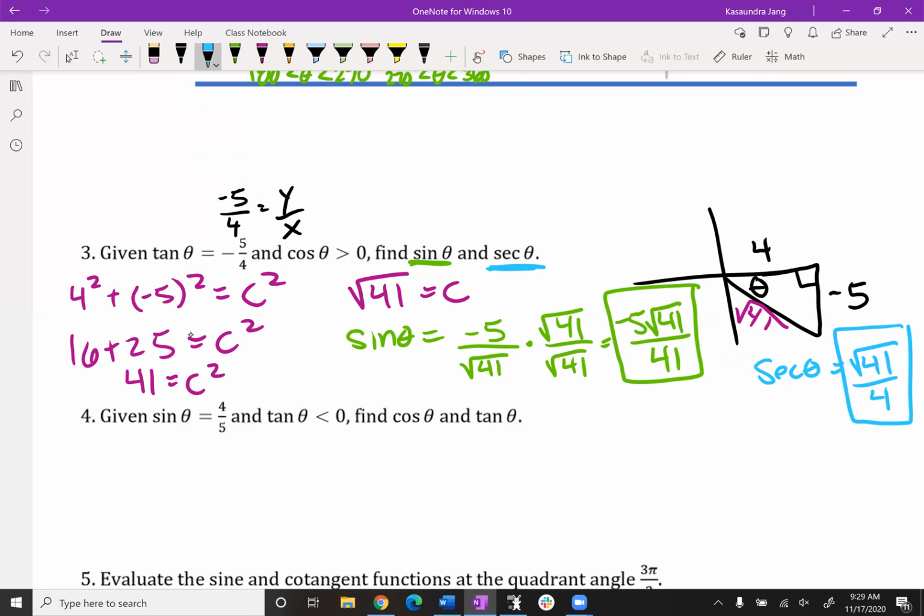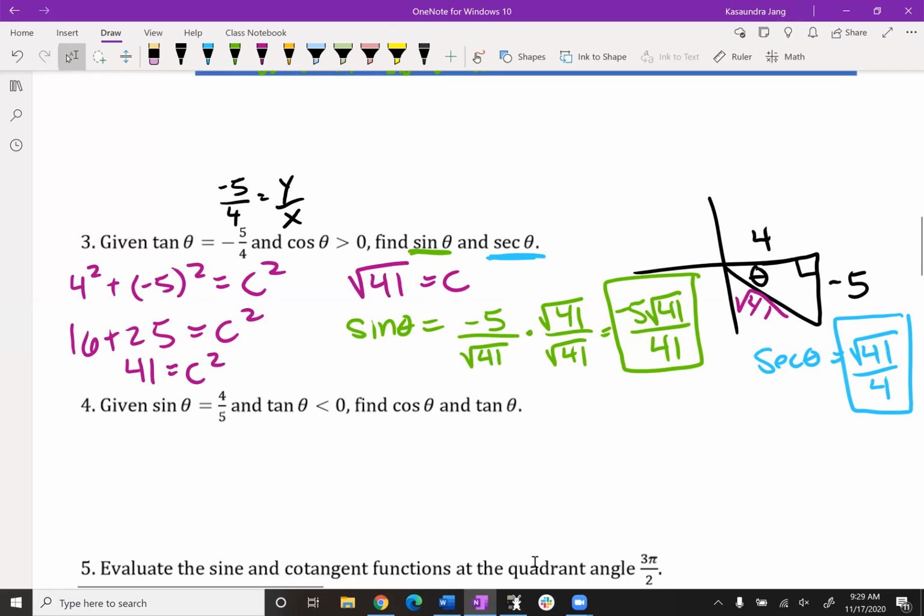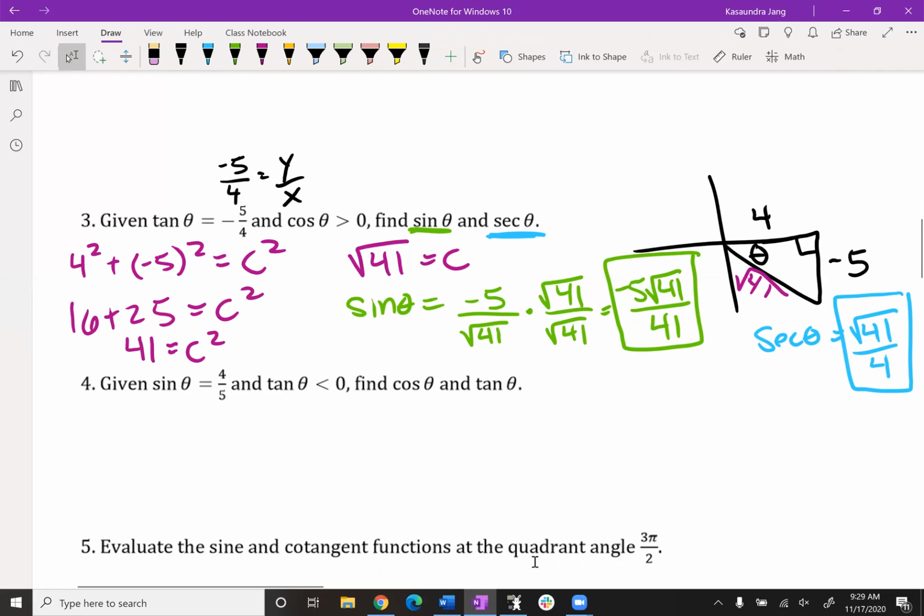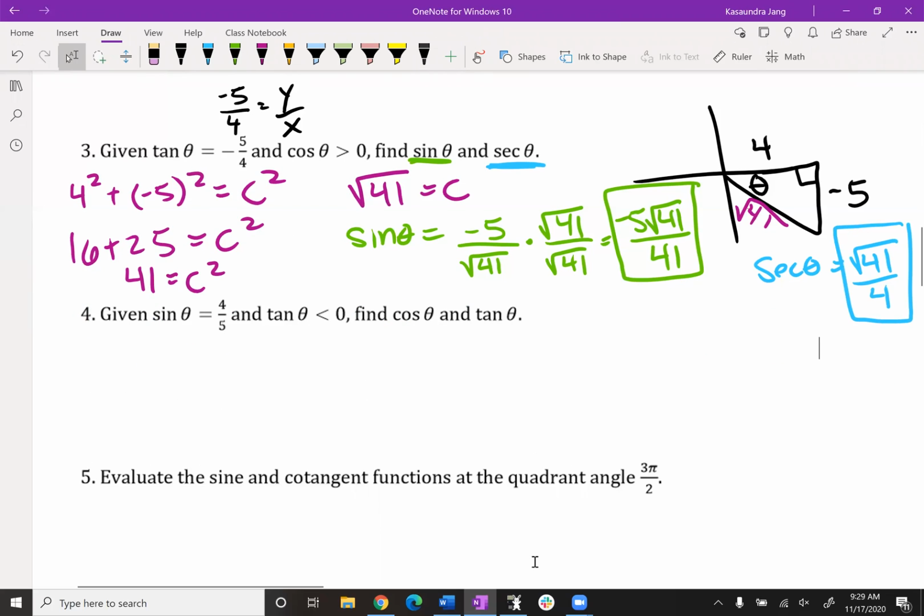Okay, what kind of questions do we have on number 3 before you guys work on it on your own? Nothing for real? All right, then I'm going to have you guys do number 4, very similar to number 3. Let's see if you guys got it.